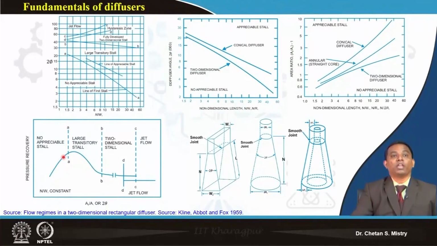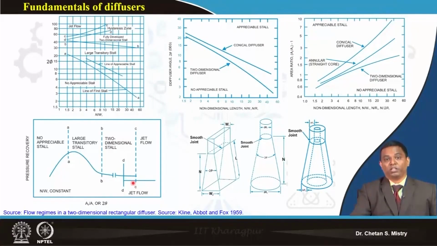Now, if I go with an increase of my area ratio, here if you look, it says that will lead to large transitory stall, and my pressure recovery is going to reduce. If I go so greedy, then there may be chances that I will have two-dimensional stall, and increasing it further may give you jet flow.